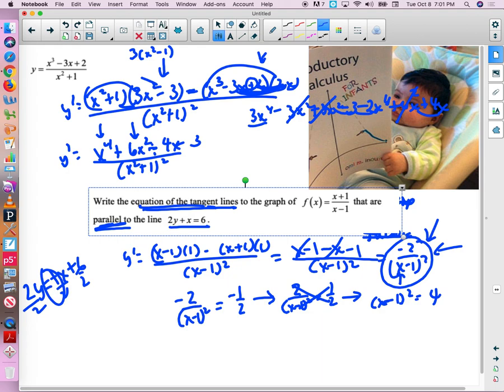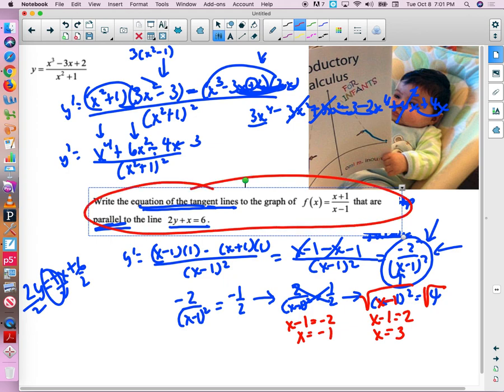And you actually don't have to FOIL all that out. If it's quantity squared, you can just square root. And don't forget your plus or minus because of the absolute value. So you have x minus 1 equals 2, or x minus 1 equals negative 2. This will give you x is 3, and this will give you x is negative 1. So all of this must happen in 2 places.